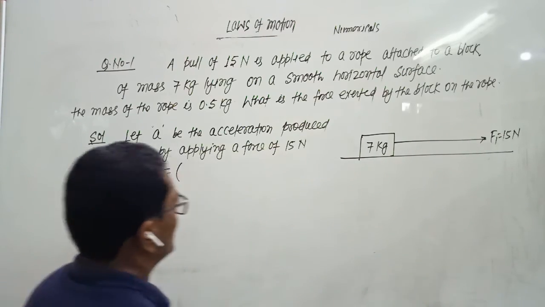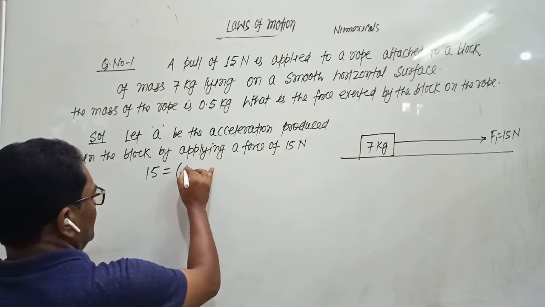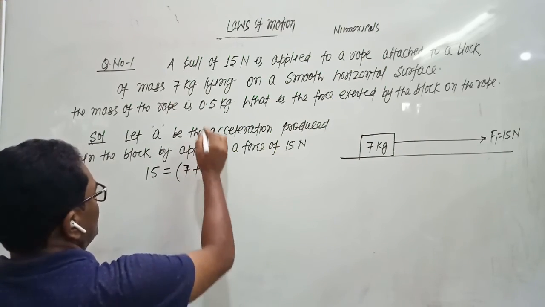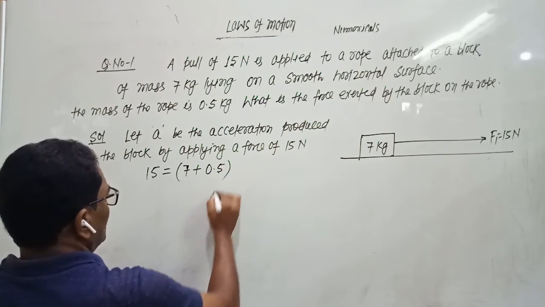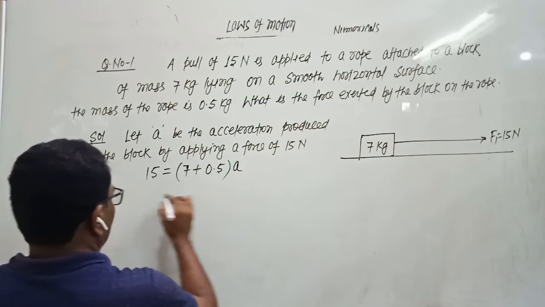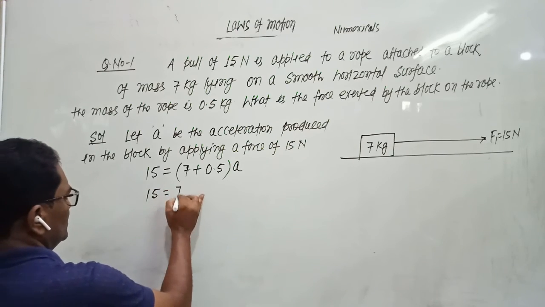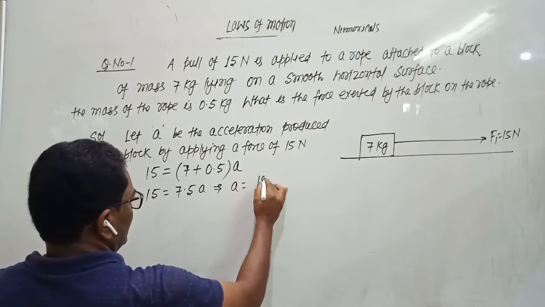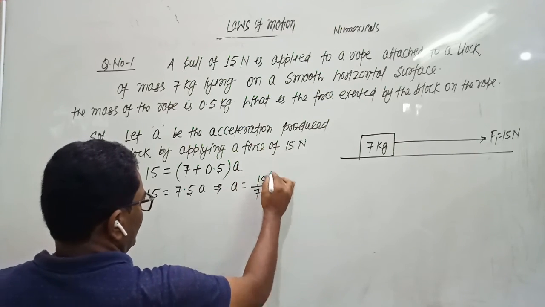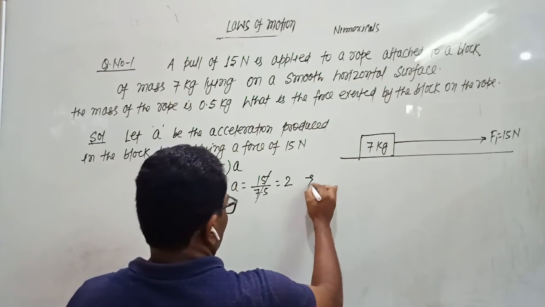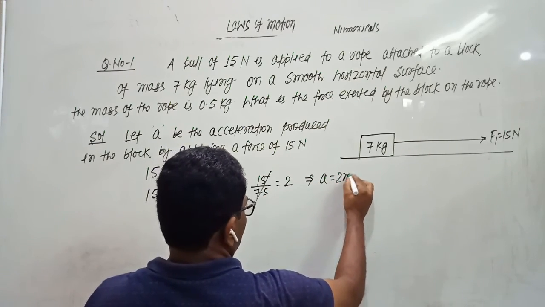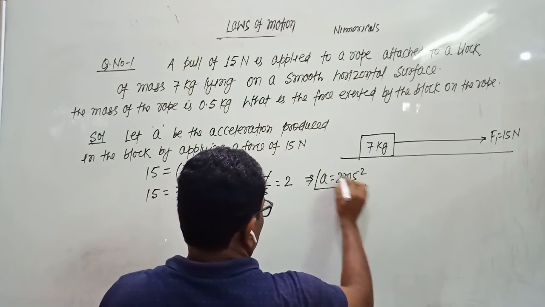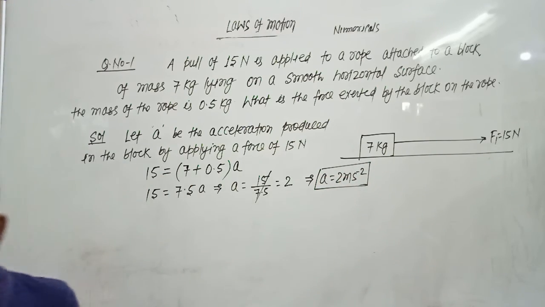The mass of the block is 7 and the mass of the rope is 0.5. So F equals M into A. So 15 equals 7.5 A, and we find the value of A. 15 upon 7.5 is 2. So we get the value of acceleration, A equals 2 meter per second square.